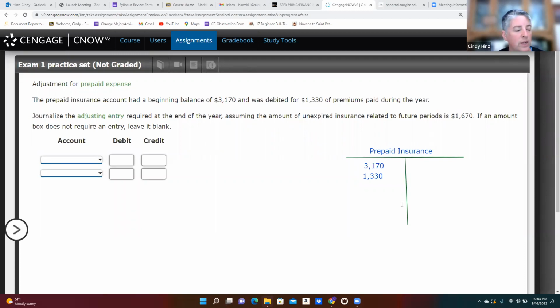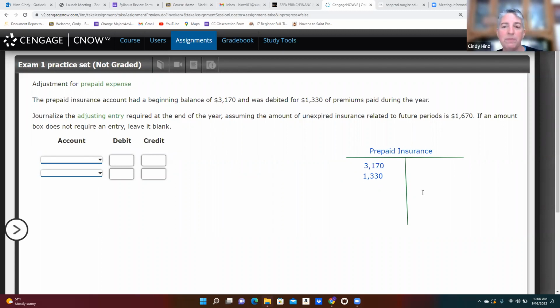Now, in case you're wondering, the debit here of $1,330 would match against a credit to cash. It says we paid for some additional premiums, so we would have used cash or credited cash for the other side of this entry. You can't have just a debit without a credit. So I'm only showing the debit because right now, for this exercise, we're only concerned about what's happening in the prepaid insurance account. So we know at the end of the year, we have a $4,500 balance.